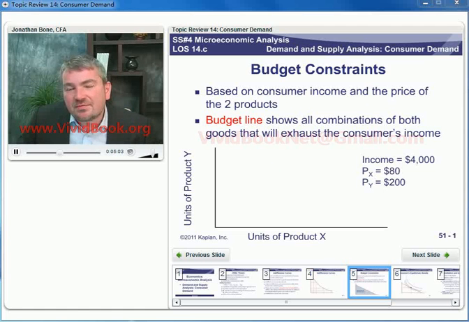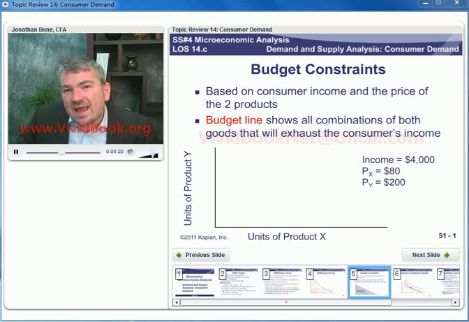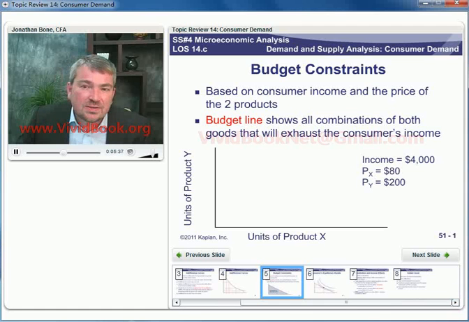So let's imagine that we've got a consumer with an income of $4,000. The price of good X is $80. The price of good Y is $200. So of course what we could do is work out the maximum quantity of X and Y they can consume. The maximum quantity of X they can consume assumes that they consume no Y. So essentially, if you take your 4,000 and divide it by 80, it would tell you the maximum quantity of good X that could be consumed. Likewise, by taking your $4,000 income and dividing it by $200, the price of good Y, it tells us how much of good Y we could consume in total. So let's do that.